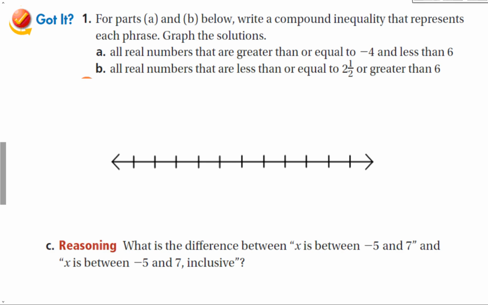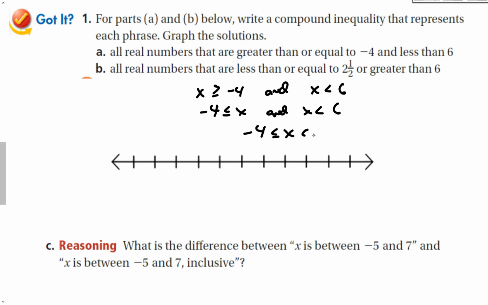So let's try a got it problem. For parts A and B below, write a compound inequality that represents each phrase. Graph these solutions. So my first one is going to say all real numbers that are greater than or equal to -4 and less than 6. So let's just use x as my variable. X greater than or equal to -4 and x less than 6. Flip that around. -4 is less than or equal to x, and x is less than 6. Smush them together. -4 is less than or equal to x is less than 6. So x is in between those numbers.